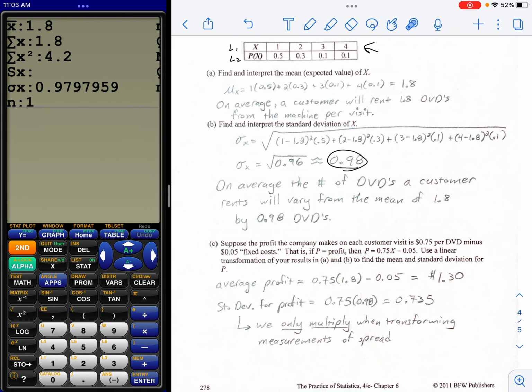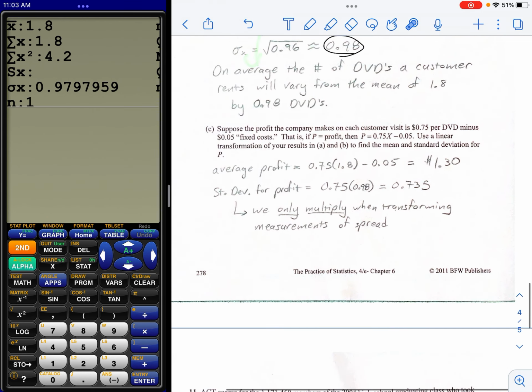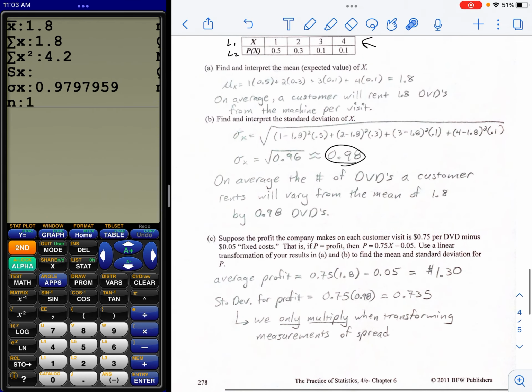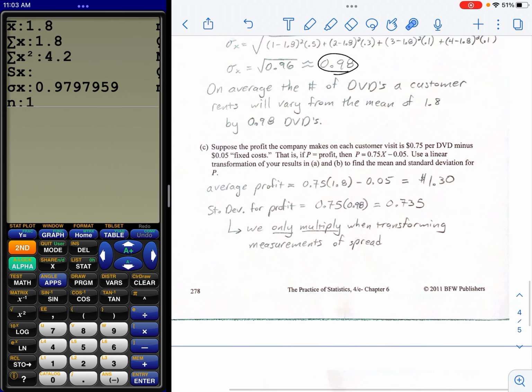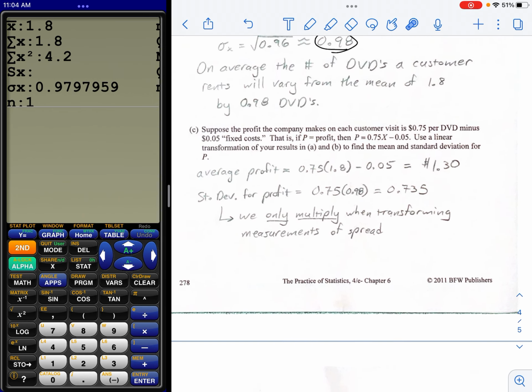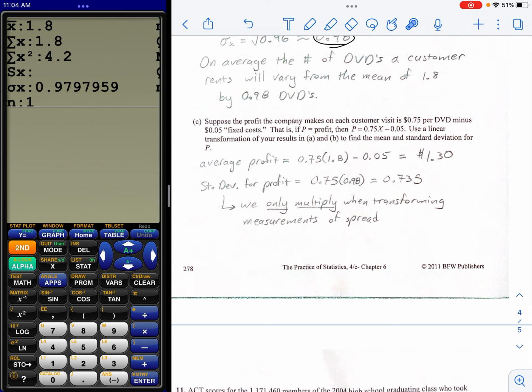And interpret. Last one, this is a throwback here as well. It's still connected to Part B and Part A and all this. We are transforming the profit. We're multiplying it by 0.75 and subtracting 0.05. They get 75 cents per DVD, and they pay 5 cents of fixed costs. So we're transforming the data. This goes a ways back.